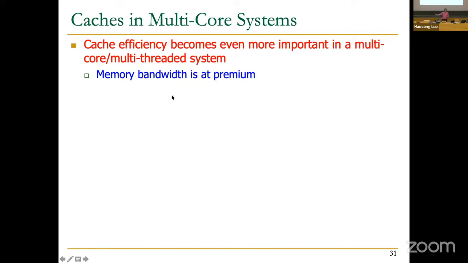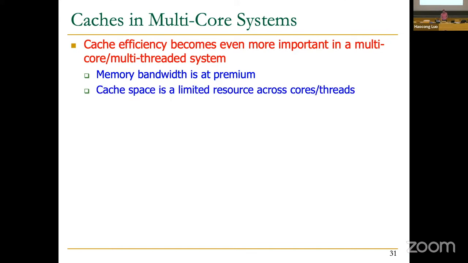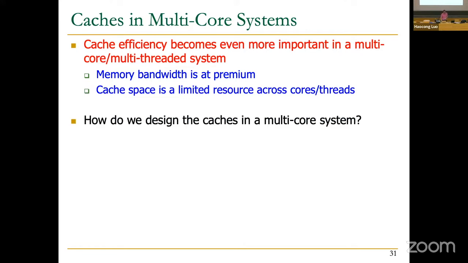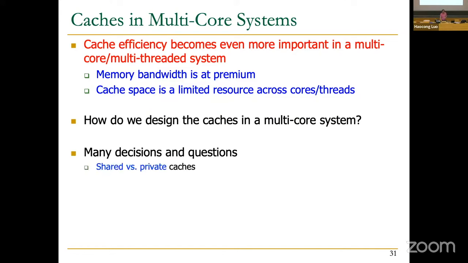You don't want to go to main memory. You want to ideally hit in caches. Unfortunately, it doesn't happen. And also, cache space is a limited resource across cores and threads. So both space and bandwidth are problems. Then the question becomes, how do we design caches in a multi-core system? There are actually many, many interesting design decisions over here.